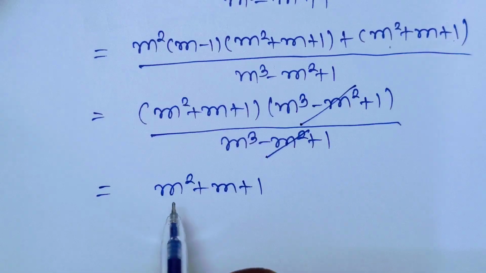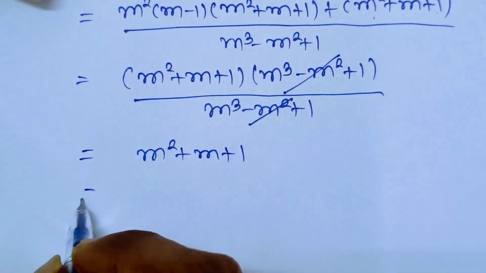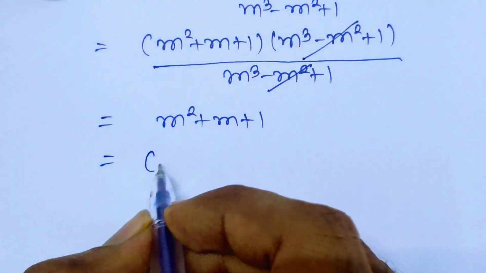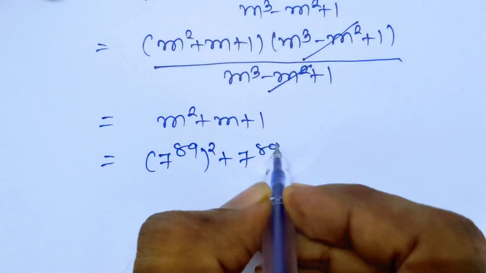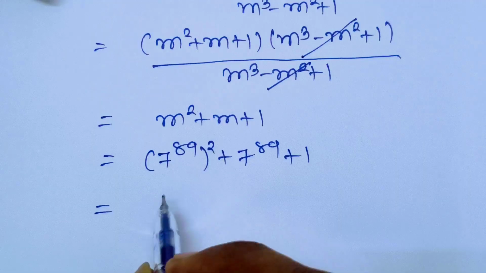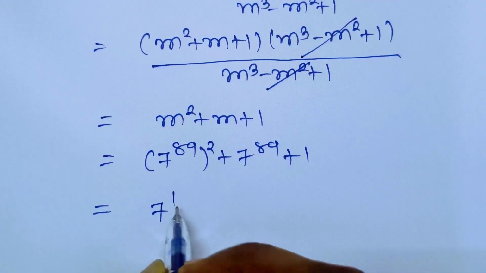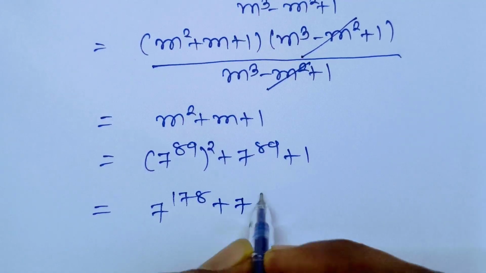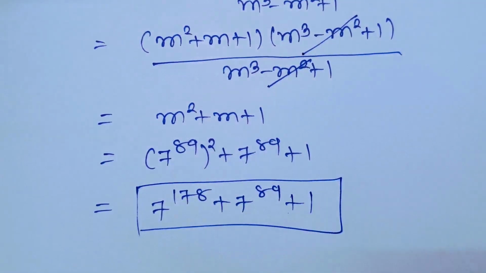Now m was assumed to be 7^89, put it here. Therefore this is equal to (7^89)^2 + 7^89 + 1. This is equal to 7^(89 into 2), that is 7^178, plus 7^89 plus 1. This is your answer of this value.